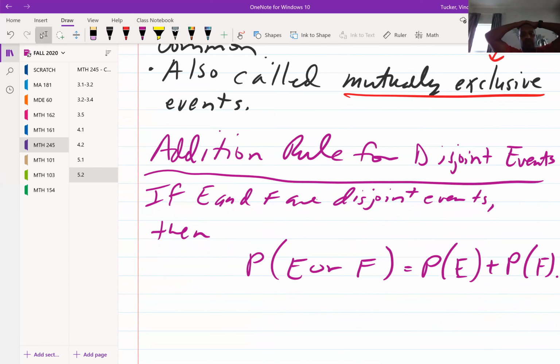All right, so the addition rule for disjoint events: if E and F are disjoint, then the probability of E or F occurring would just be the probability of E plus the probability of F.